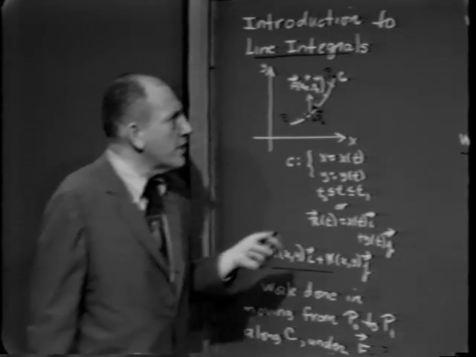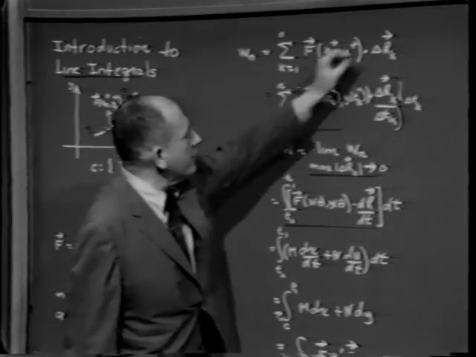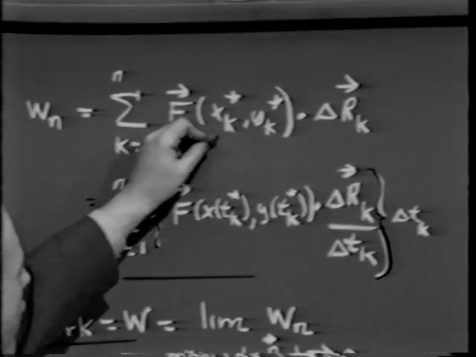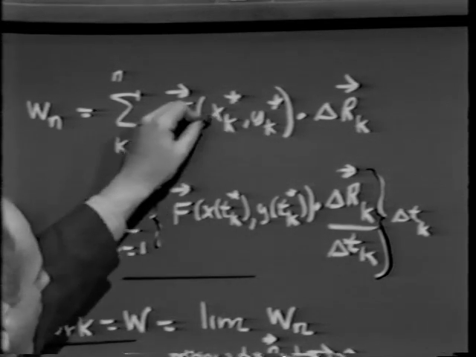At any rate, what we then do is we sum these up over all the increments. And by the way, notice that even though F is a function of x and y, along the curve C, x and y are functions of t.